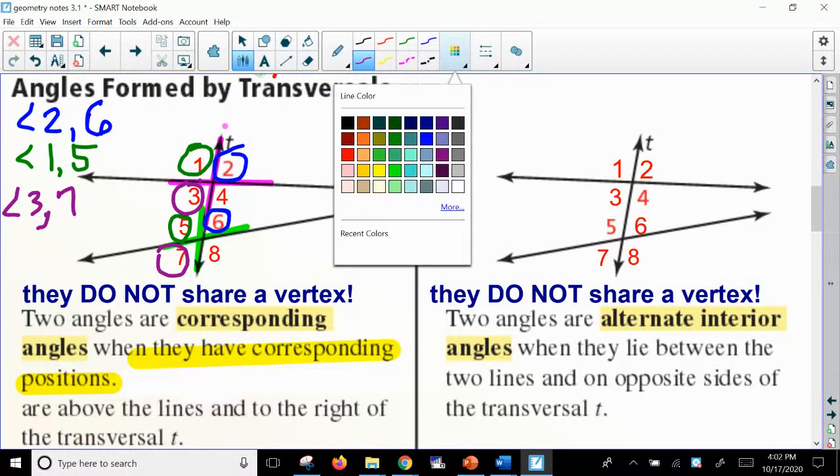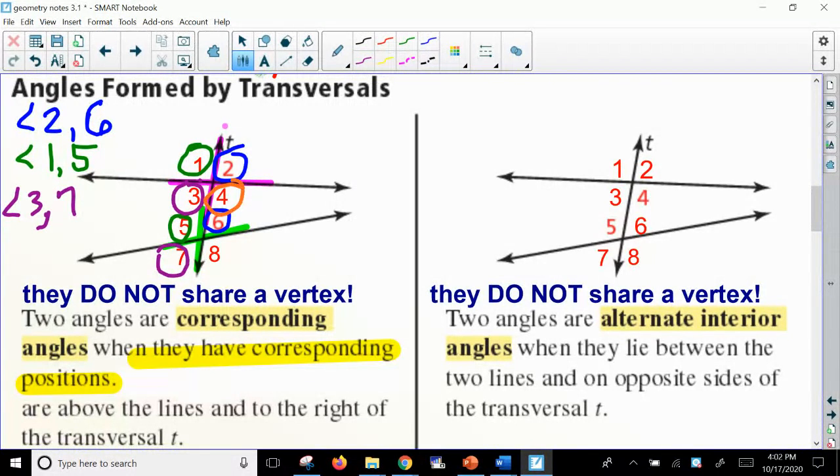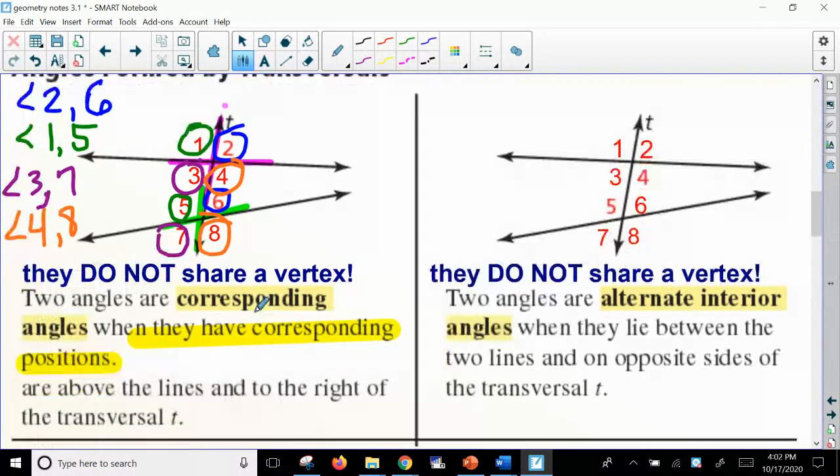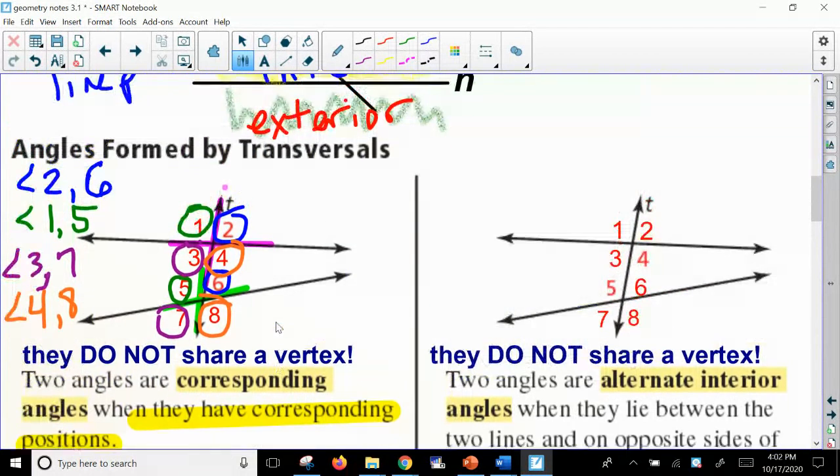And finally, we have angle 4 and angle 8 are also corresponding angles. They are in the same position. They're in the bottom right corner. Okay? Now, what was I saying earlier about one is on the interior and one is on the exterior?